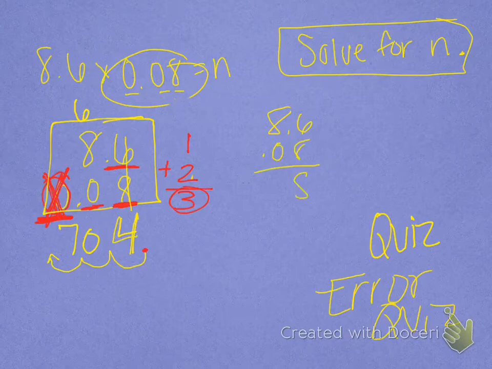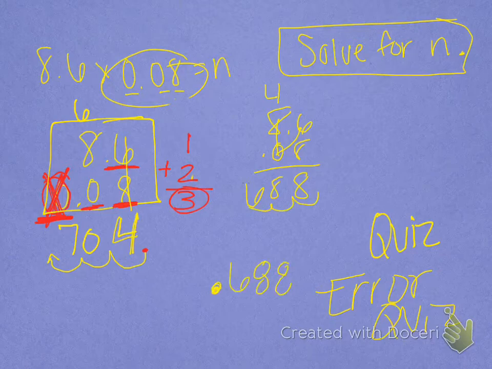So 8.6 times 0.08. 8 times 6 is 48. There we go. 8 times 8 plus 4 is 68. There we go. And I don't need to do the 0 because it won't matter. So I need to move over 3 decimal spots. So your real answer is 0.688. I hope you caught my mistake. I would be very happy if you did.